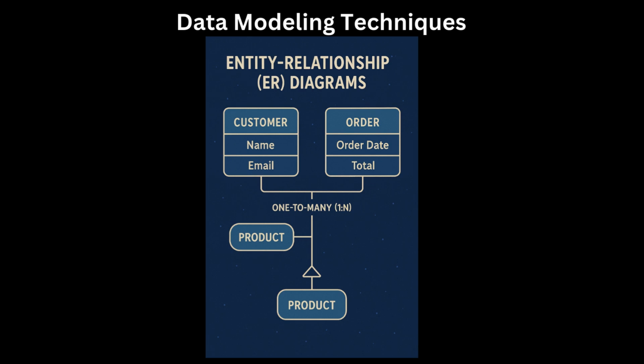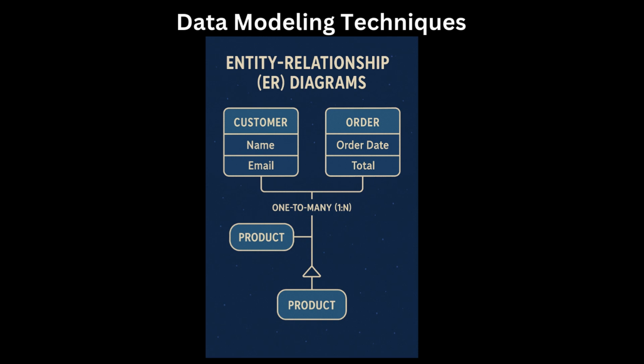One of the most fundamental tools in data modeling is the Entity Relationship Diagram, or ER diagram. Introduced by Peter Chen in the 1970s, it remains a cornerstone in how we visualize and design databases. So, what exactly is an ER diagram? An ER diagram is a visual representation of data, showing entities, their attributes, and the relationships between them.